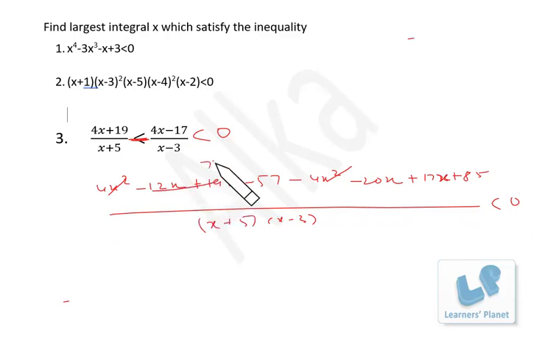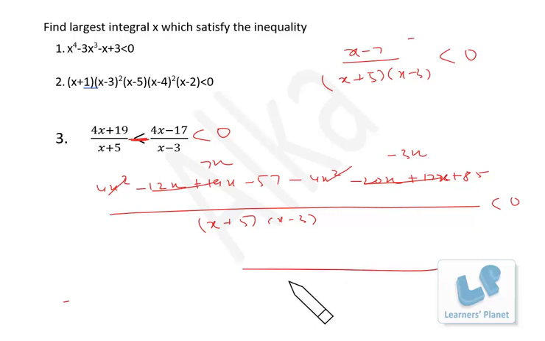So here it is 7x, here it is minus 3x, and 85 minus 57, that is 28. So 7x minus 3x is 4x, and 28. So I can say it is x minus 7 upon x plus 5, x minus 3 should be less than 0. Now we are done. It's minus 5, here 3, and here it is 7. I'm sorry, it is plus 7 over here. Here I made a small calculation error. Here it is 7x plus 28, so it will be x plus 7. Okay, so here it is minus 5, minus 7 and 3.